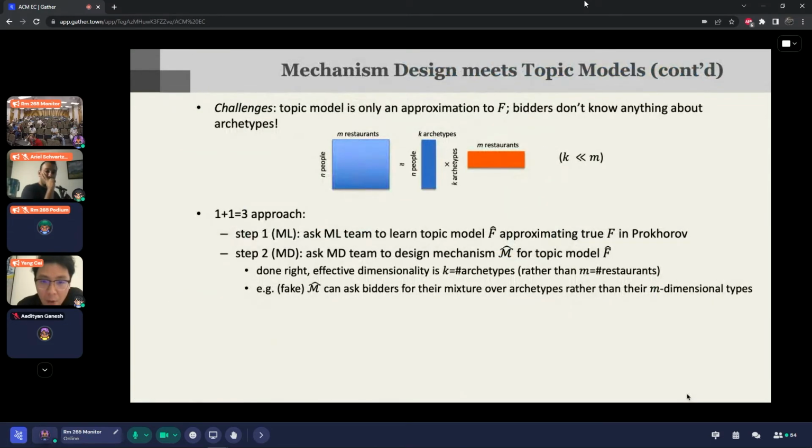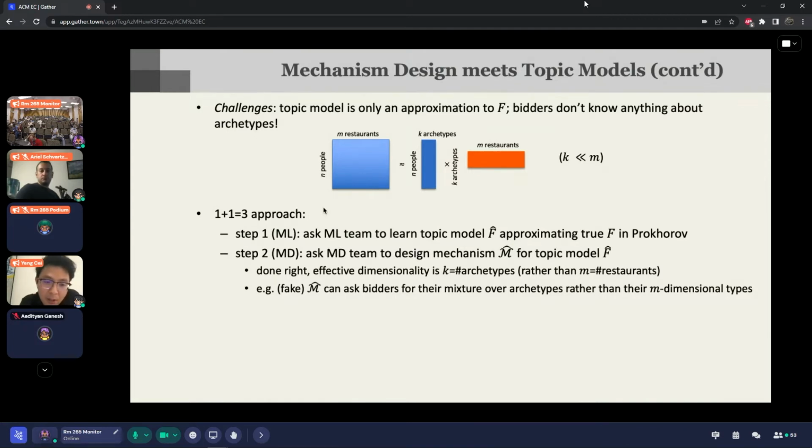And we're going to apply it to our topic model. And so this gives us a very modular approach that allows us to learn mechanisms from data. And it has three components. So the first component is you try to learn a topic model f hat that approximates the true distribution f in some Prokhorov distance. Note that this is a completely learning task. You don't need to know what the downstream application of f hat is. Just do the best to learn the topic model.